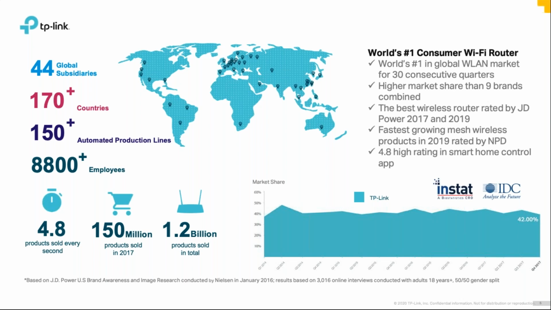Company overview. Basically, TP-Link is a very large organization, and we have about 44 global subsidiaries. What that means is we have 44 basic locations from which we do business in 170 plus countries. We have about 150 automated production lines, and that's where all of our products are produced over a given period of time. We have almost 9,000 employees. The interesting part is that every 4.8 seconds, one of our products is sold. And since our inception, we've sold over 1.2 billion products. Now, keep in mind that this data is based on 2018, 2019 statistics, so we've probably sold a lot more since then.